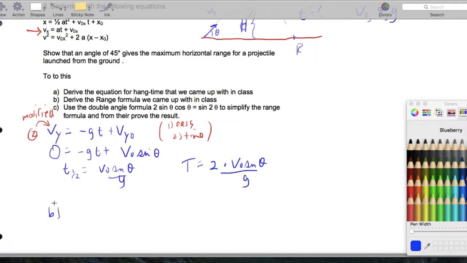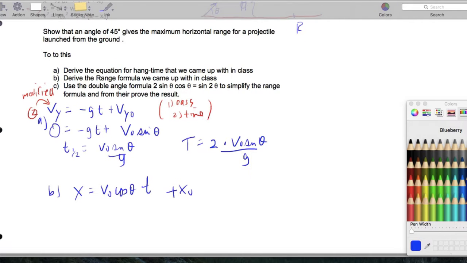And for part B, let's get the range formula. So we know that in the horizontal direction, x is going to be v naught cosine theta t plus x naught. That's just using the constant velocity formula in the x direction. There's no acceleration in the x. Everybody wants to throw in g for the acceleration. You're not. Think about it. G is for falling. It's not for traveling horizontally.